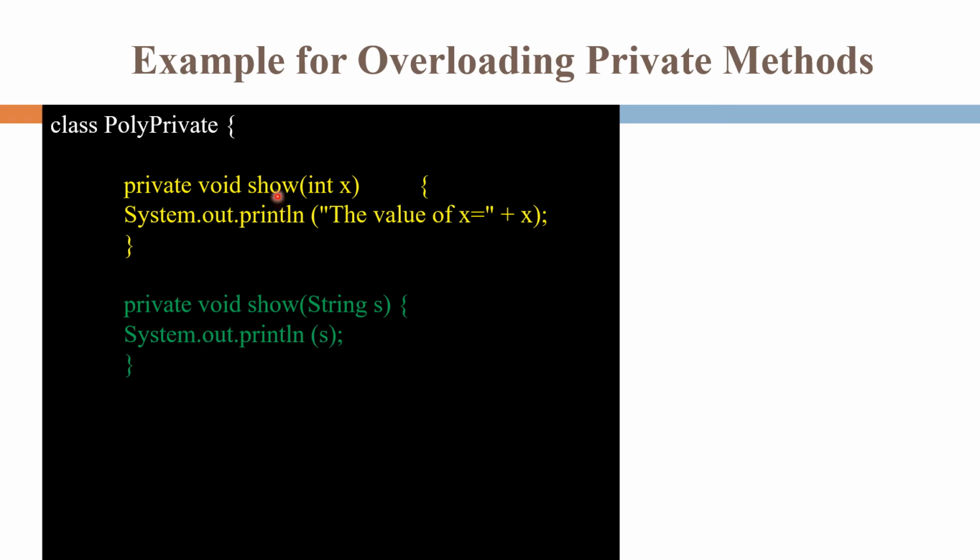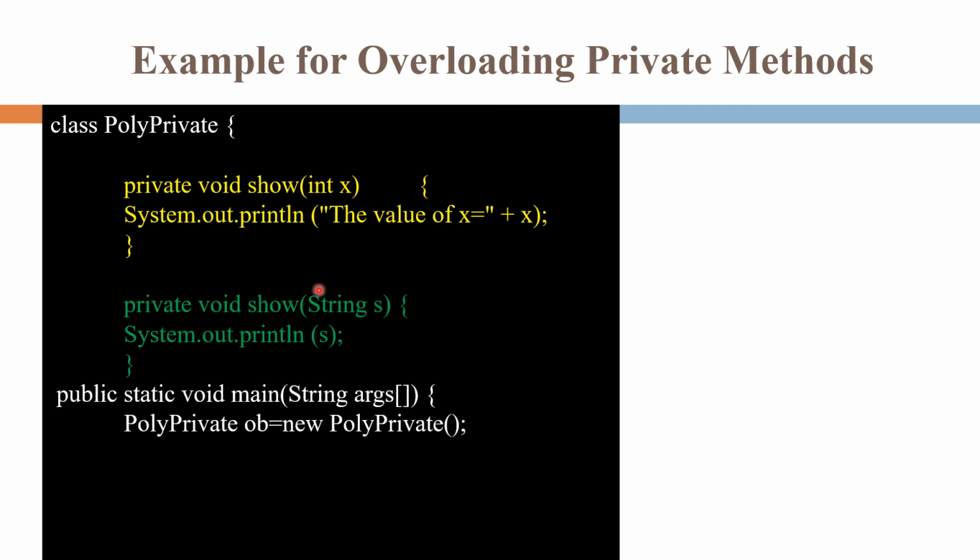So in this class we have two methods. The name of both methods is the same, show, and both are private methods, and they differ in terms of their parameters. The first takes an integer parameter and the second takes a string parameter. So both are overloaded methods.